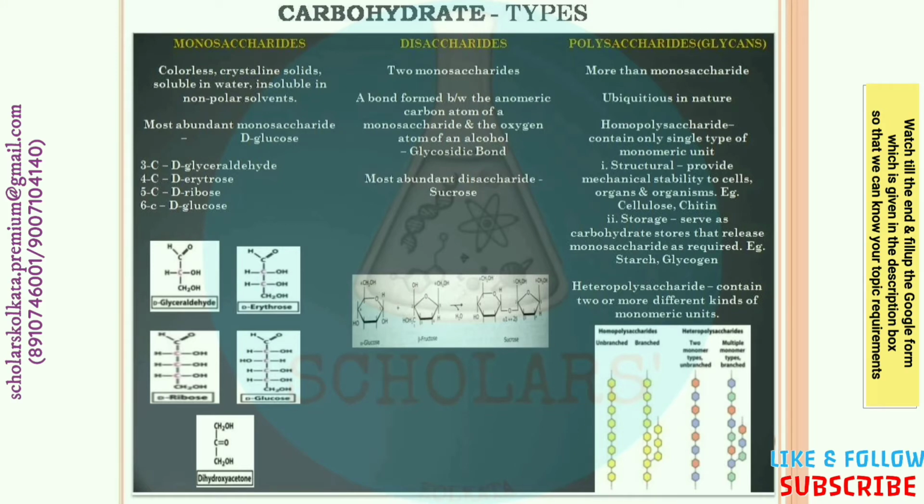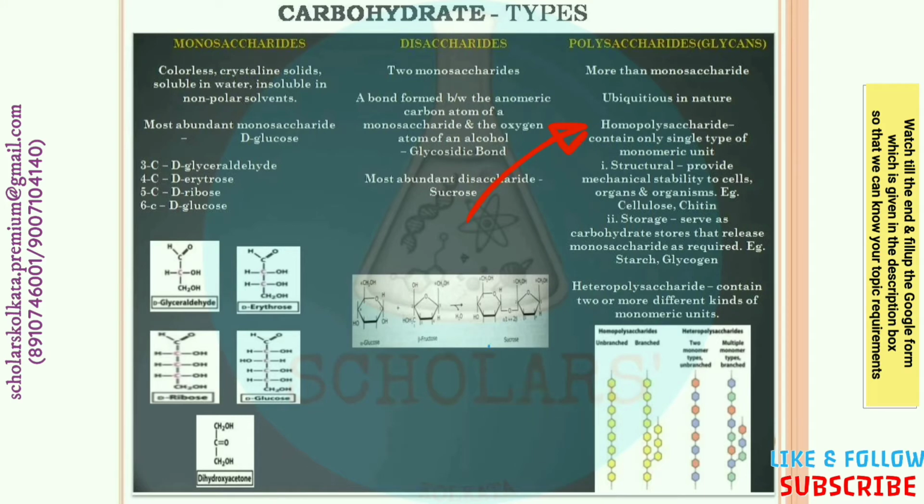So this is very ubiquitous in nature. That means it is found everywhere. Now, these polysaccharides have two major types that are called the homopolysaccharide and the heteropolysaccharide. The homopolysaccharides are the polysaccharides that have only a single type of monomeric unit. In the picture, you can see all yellow units. That means if the unit is glucose, then all the units will be glucose.